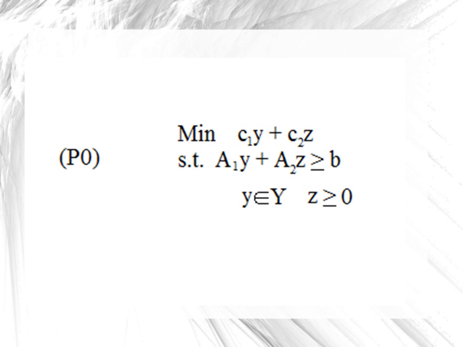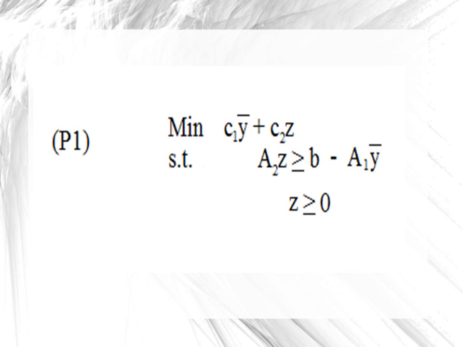Here we have the problem written out with the y being a vector of complicating variables and z a vector of linking variables. Suppose we fix a y equaling y bar. The problem then changes to the following, as c, y bar is now a constant, and we can move a1 y bar around.